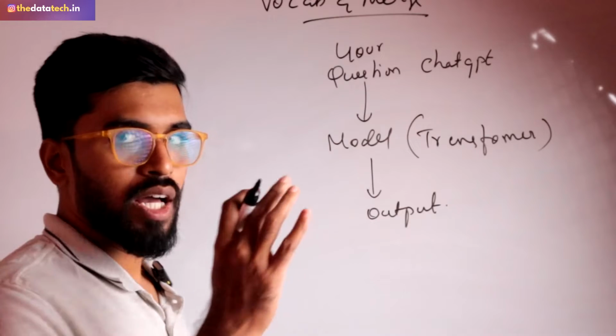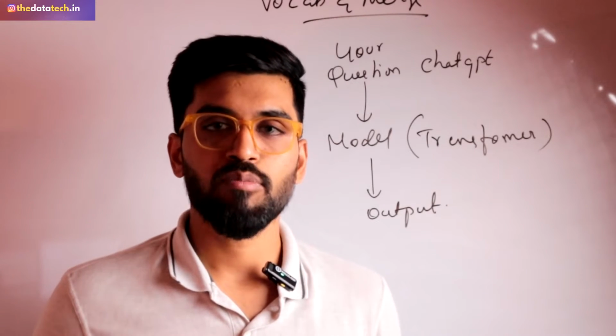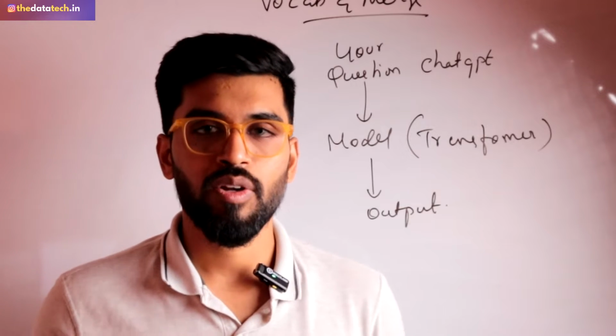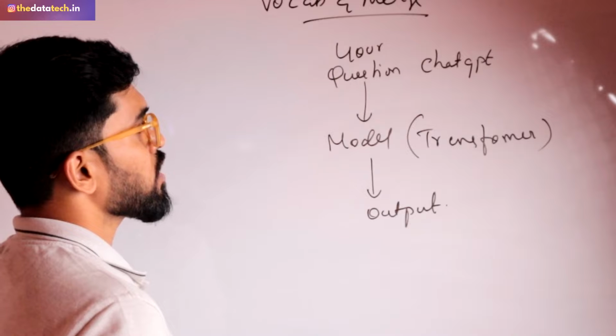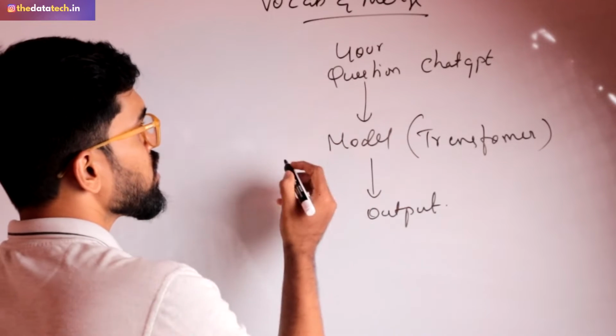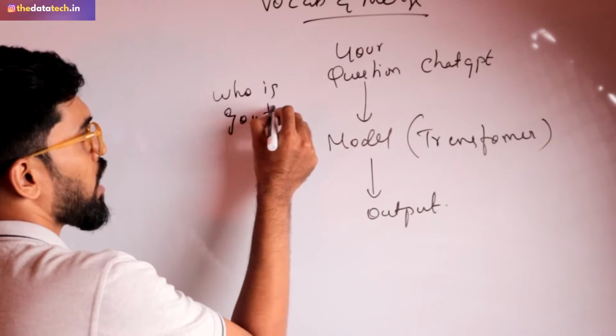So this is the high-level view of how we communicate with AI chatbots like ChatGPT or Gemini or any other form of LLMs, right? Now, where exactly does this tokenizer come into the picture? Imagine that you are asking, who is Gautam? This is the question that you are asking, right?